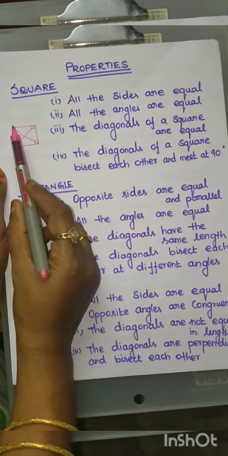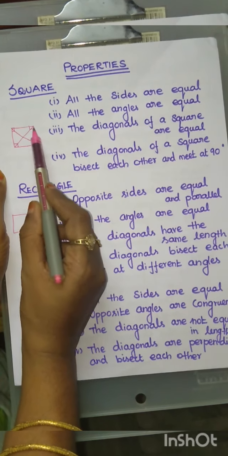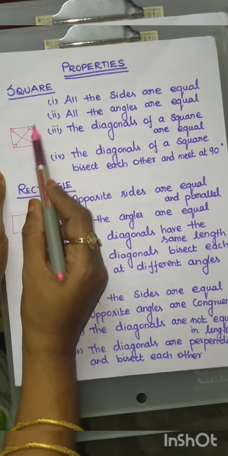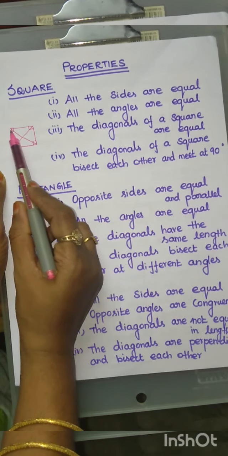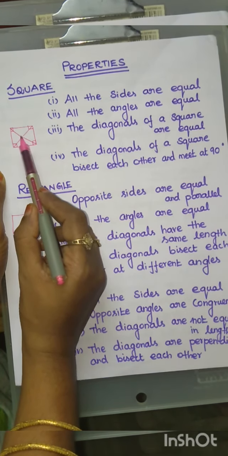So all the sides are equal. All the angles are equal, that is 90 degrees. The diagonals of a square are equal. The diagonals of a square bisect each other at right angles.